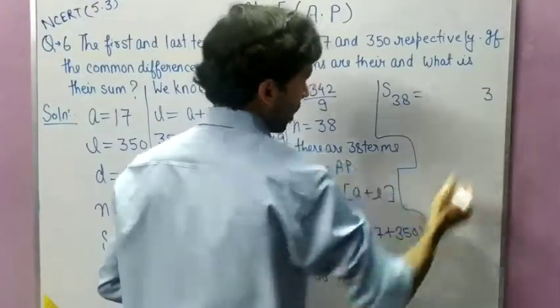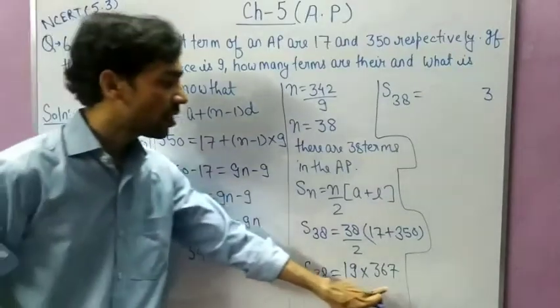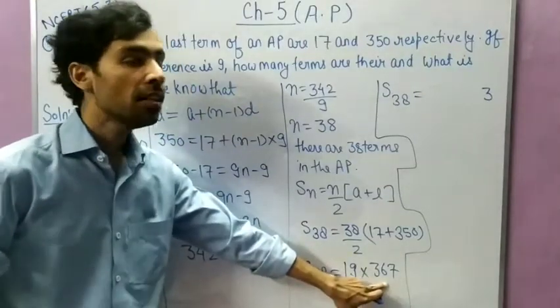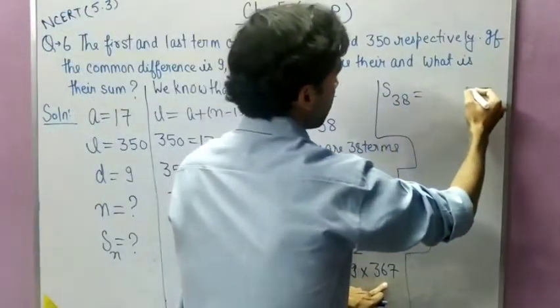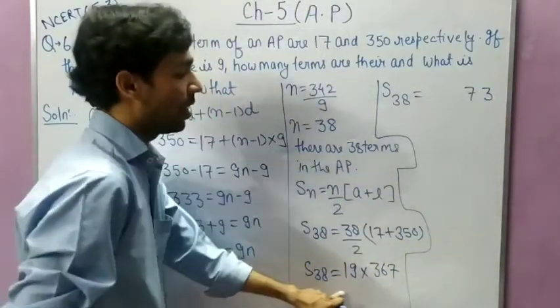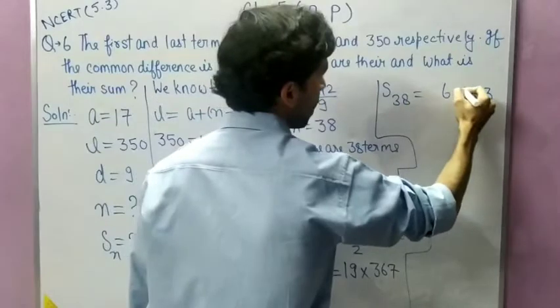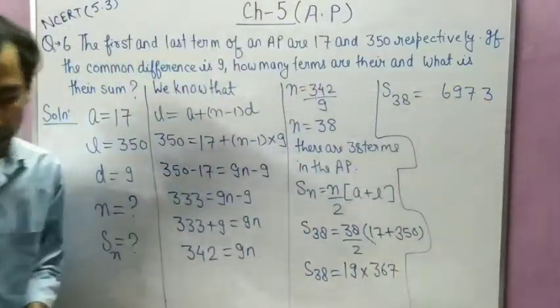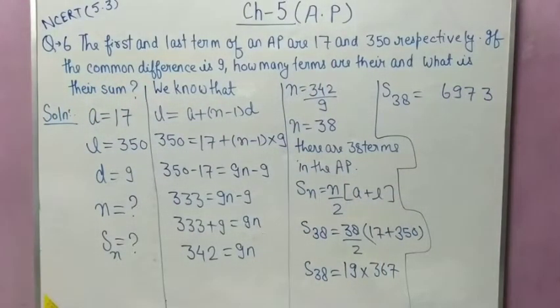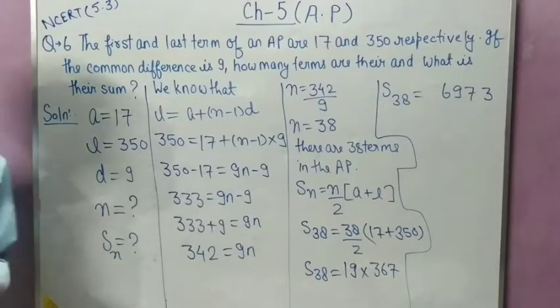19 sevens are how much? 133. Carry 13, 19 sixes are 114, and 13 is 127, carry 12, 19 threes are 57 and 12 is 69. So the sum of 38 terms will be 6973. So this is the answer of this question.